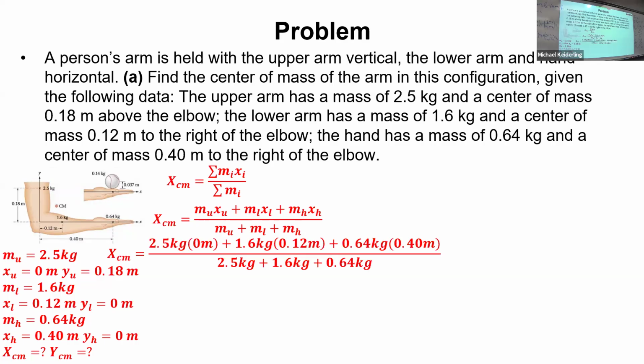So that's 2.5 kilograms times 0 meters plus 1.6 kilograms times 1.2 meters plus 0.64 kilograms times 0.4 meters over 2.5 kilograms plus 1.6 kilograms plus 0.64 kilograms. So that's 0.488 kilogram meters over 4.74 kilograms, which is 0.095 meters.